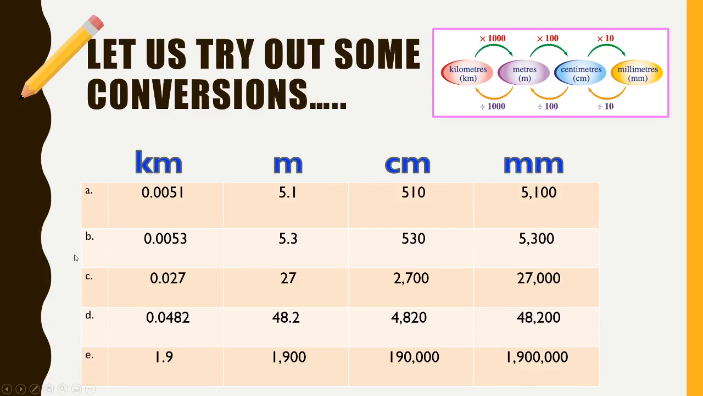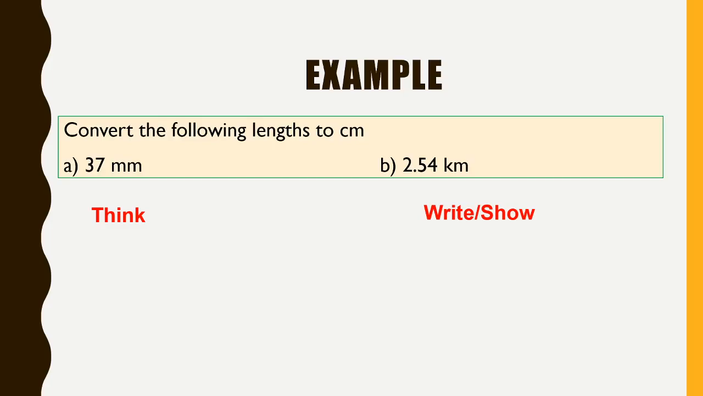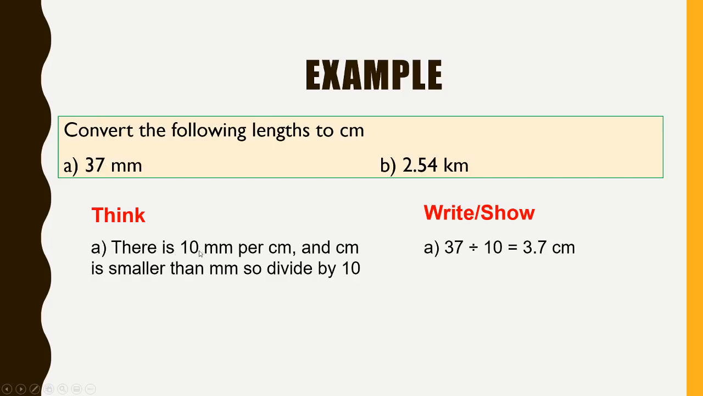So for your workings, this is what you would be going through, both your thinking and your writing of what you're putting onto the sheet. So for this first one, 37 millimeters, I'd be thinking there's 10 millimeters per centimeter, so I'm going to divide by 10. And my working is 37 divided by 10 is 3.7 centimeters. Make sure you put those units on at the end to say what you've converted it into.